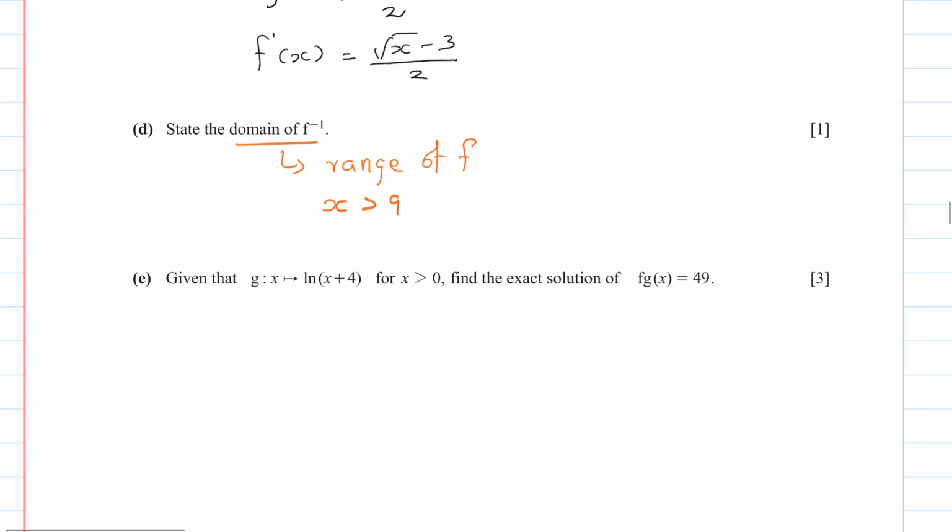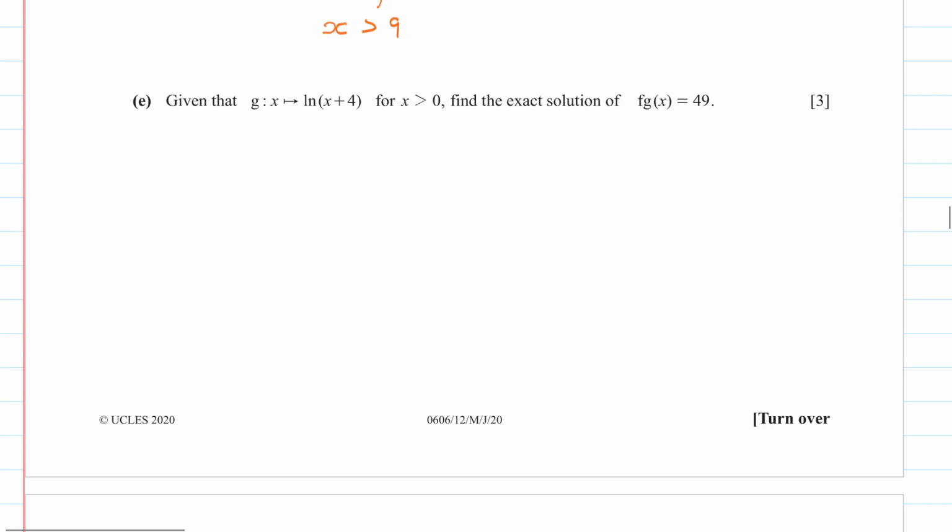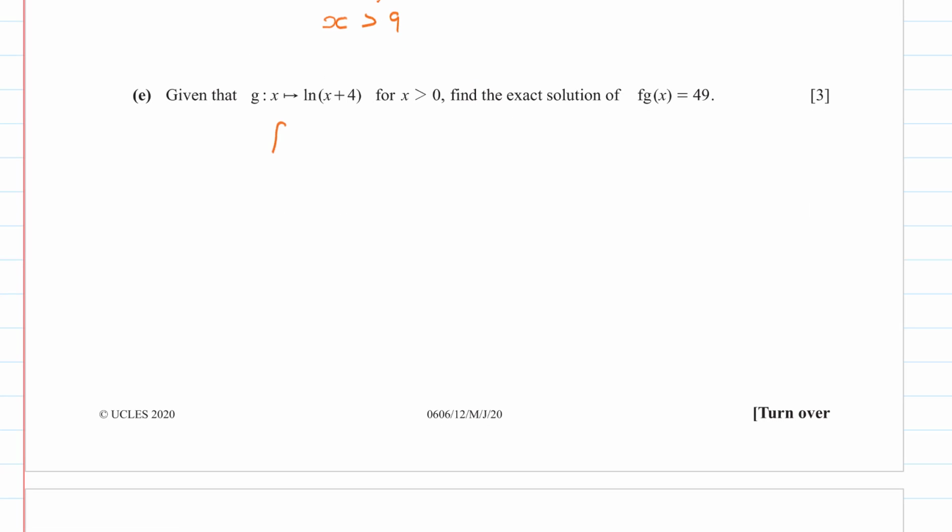Okay, now let's look at the next question. Given that g, our new function, is defined as ln x plus 4, find the exact solution of f of g of x equals 49. Okay, let's break it down. But let me have some space. What is f of x? f of x is given to be (2x plus 3) whole squared, right? We have seen it from the beginning.